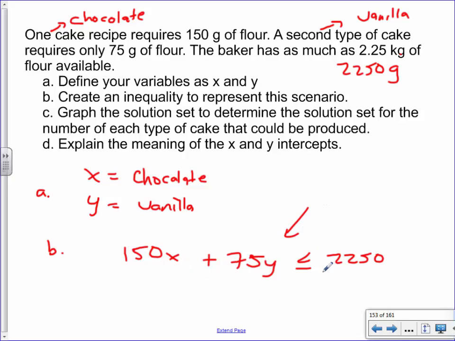Let's talk through this here. As a baker, you have 2250 grams. Do you have to use it all? I mean, you can. Can you use more than 2250 though? No. Practical purposes would say that that's your uppermost limit.